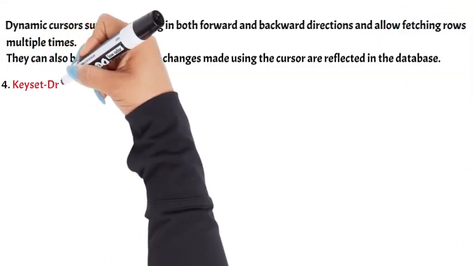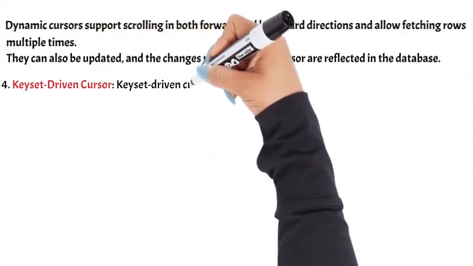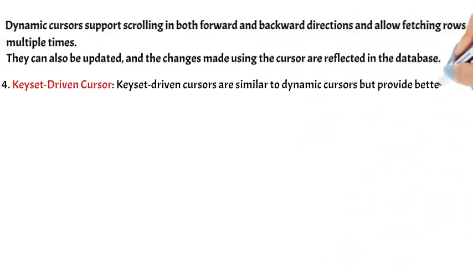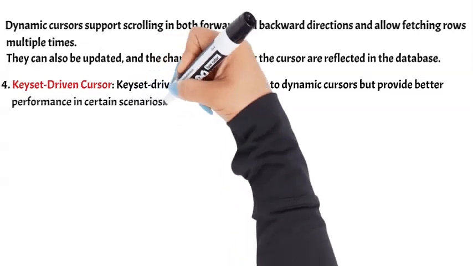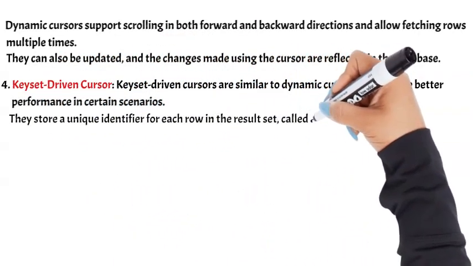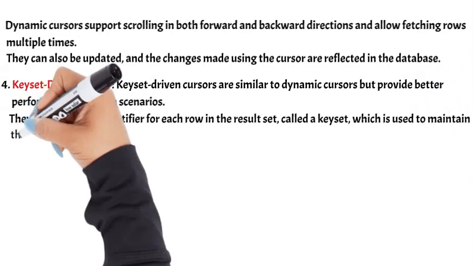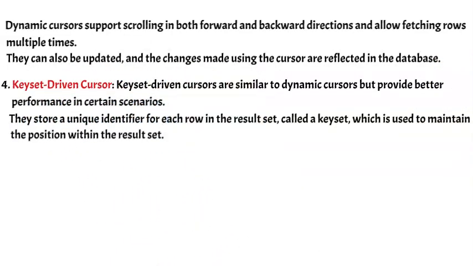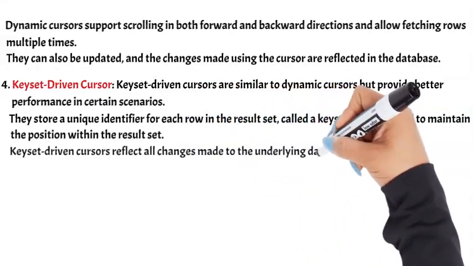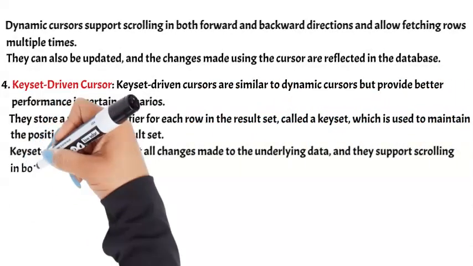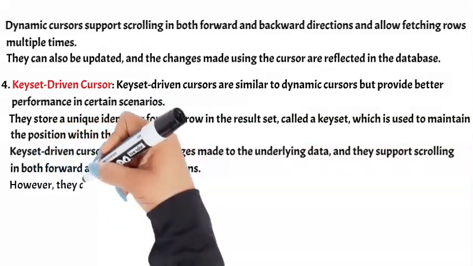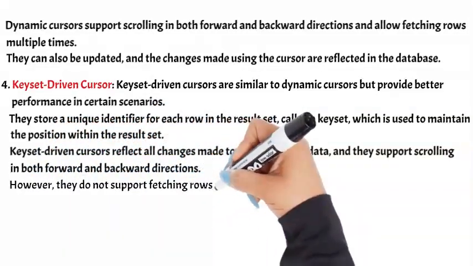4. Keyset-driven cursor. Keyset-driven cursors are similar to dynamic cursors but provide better performance in certain scenarios. They store a unique identifier for each row in the result set, called a keyset, which is used to maintain the position within the result set. Keyset-driven cursors reflect all changes made to the underlying data, and they support scrolling in both forward and backward directions. However, they do not support fetching rows multiple times.